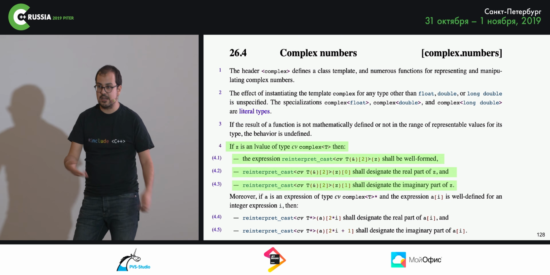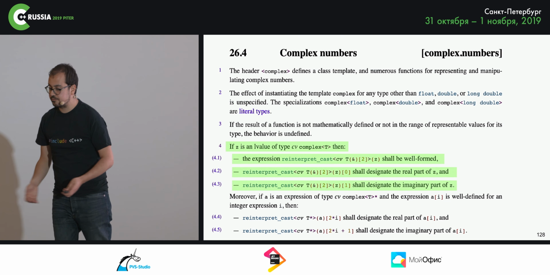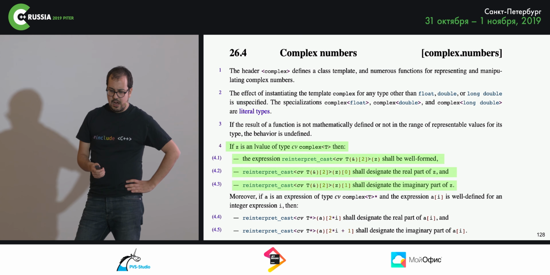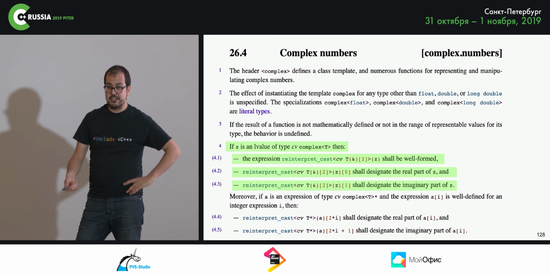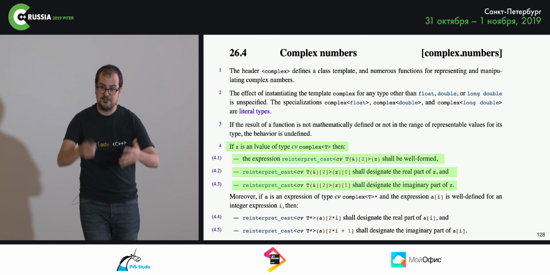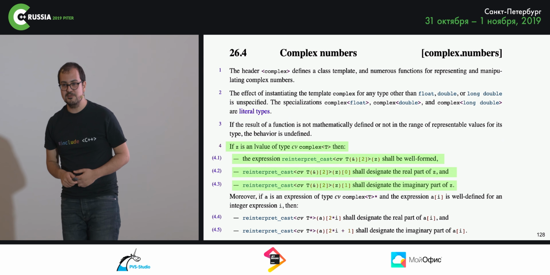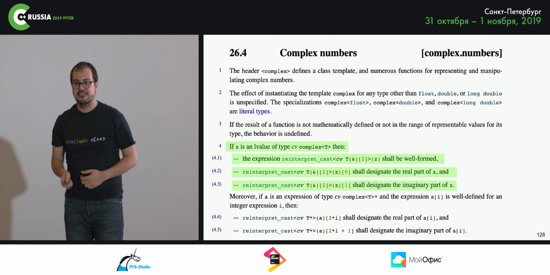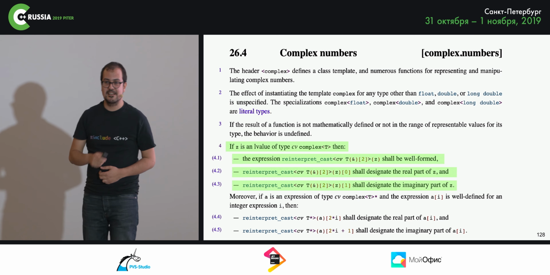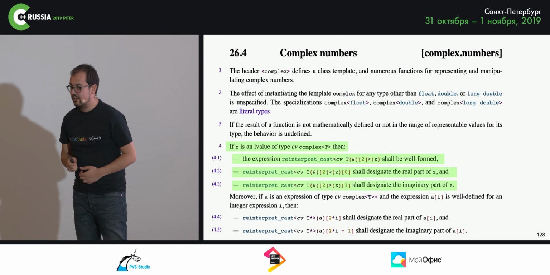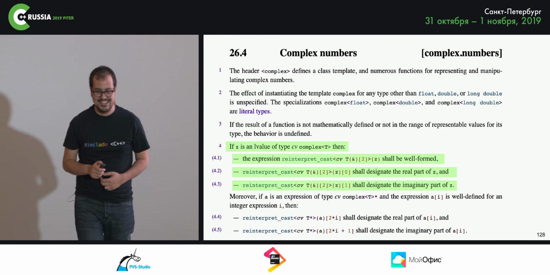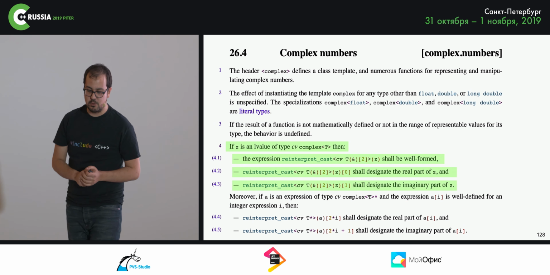But then the standard says, okay, we just allow this for this one type. How would you make this work? If you're actually a standard library implementer, how would you actually make sure that this works? We have at least one such person here in the room, so I'm sure they could tell us something about that. But so you can actually kind of make this work.